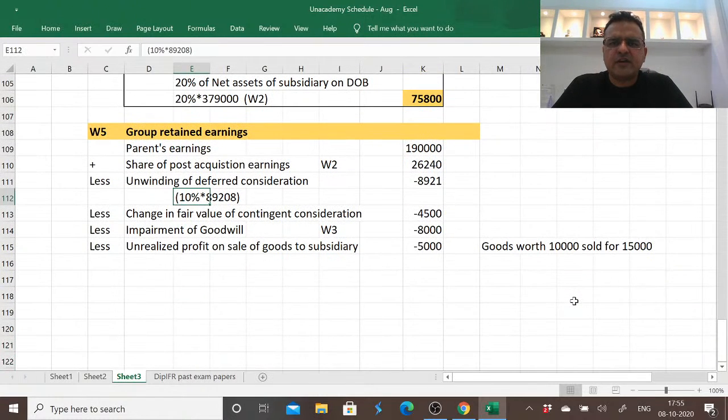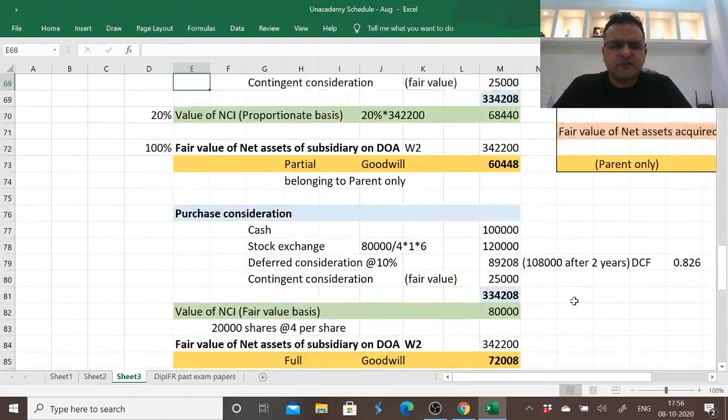So working note number 5 is indirectly the P&L of the parent. Working note number 2 is indirectly the P&L of subsidiary. So if there is any adjustment to be made in the books of parent related to P&L, we'll make it in working note number 5. If any adjustment is related to the P&L of subsidiary, we'll make those adjustments in working note number 2.